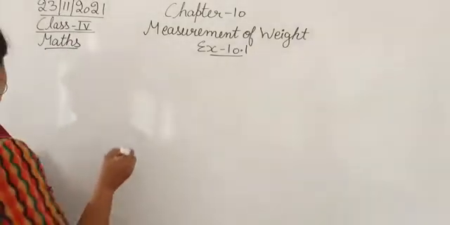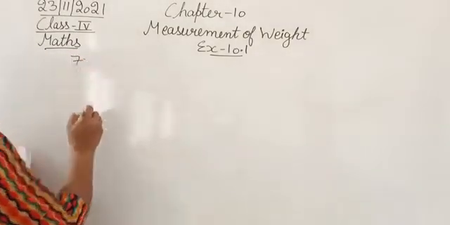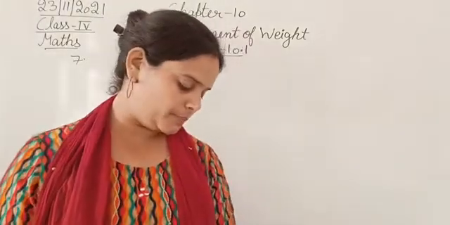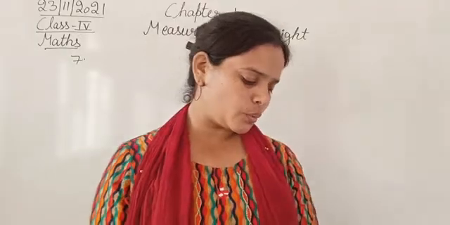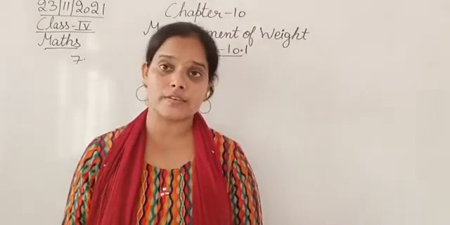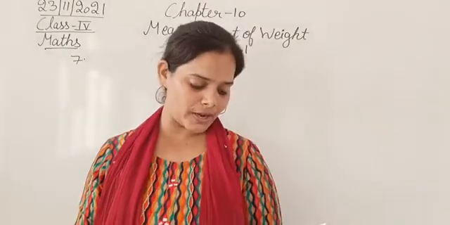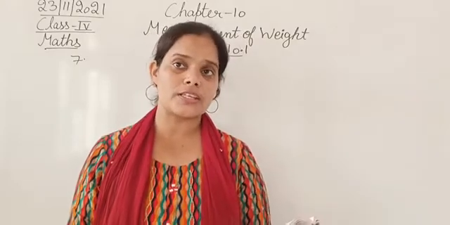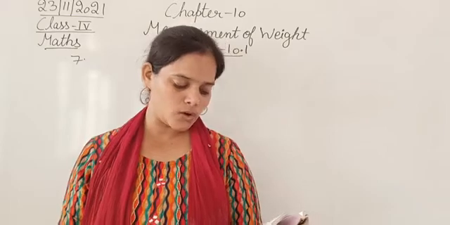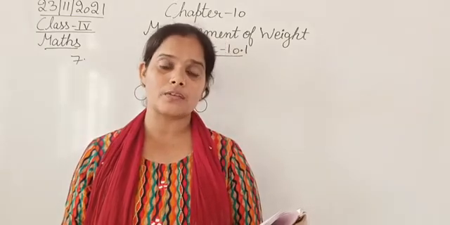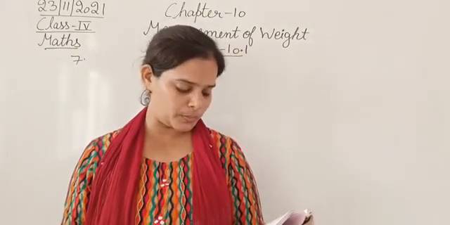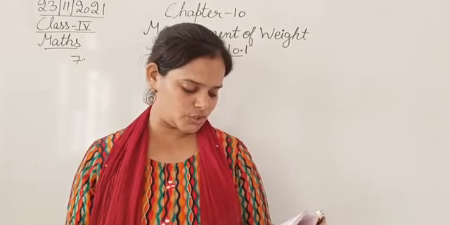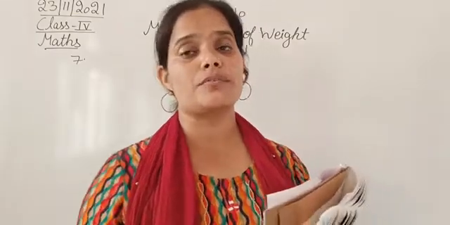Okay, so question number 7 is basically divided into 4 parts, A, B, C and D. The question is, 1 kg of rice costs 47 rupees and 20 paisa. Find the cost of 3 kg rice. So the cost of 1 kg rice is given, that is 47 rupees and 20 paisa. We need to find out the price of 3 kg. In the A part, we need to find the price of 3 kg.